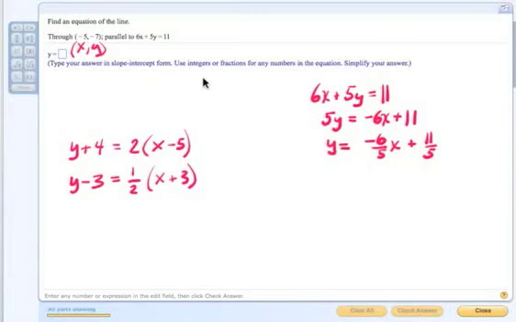Good morning, everybody. I am inside MathXL, a problem sent to me by a student, and it's a good one. The problem asks us to find an equation of the line. They give us 1 point, and then they don't want just any equation. They want it to be parallel to this particular line.